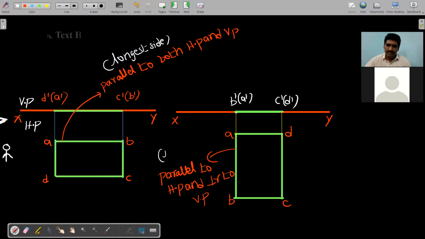Longest side. Shortest side you know already. No need to draw. No need to write again.